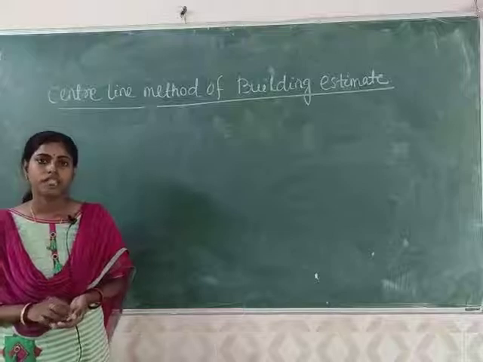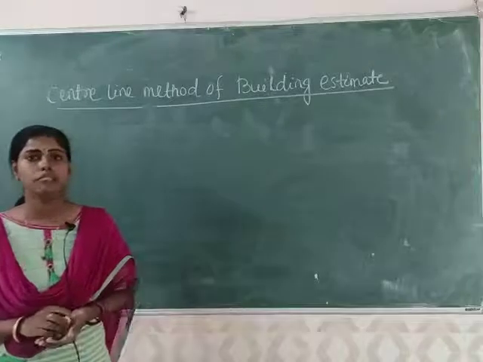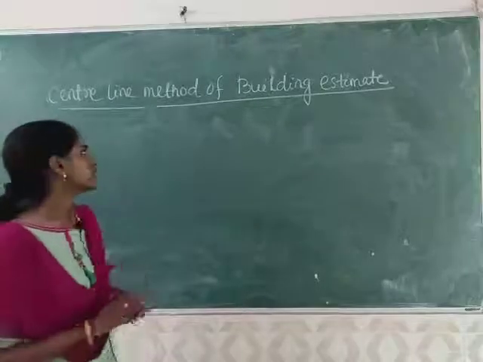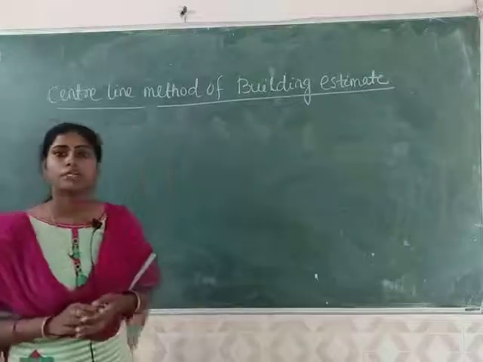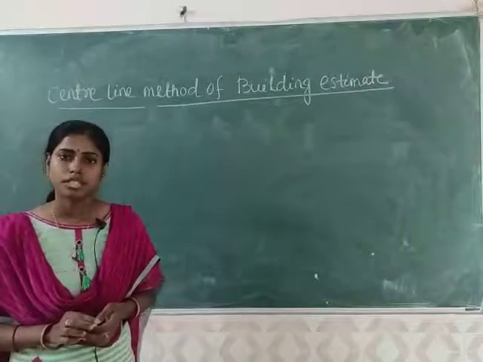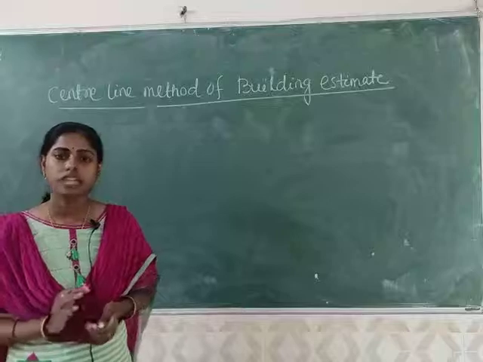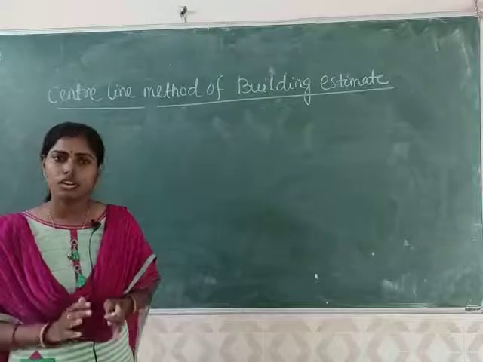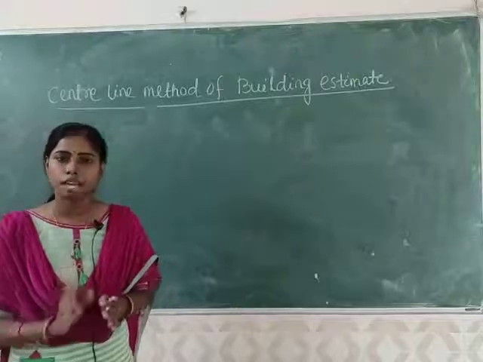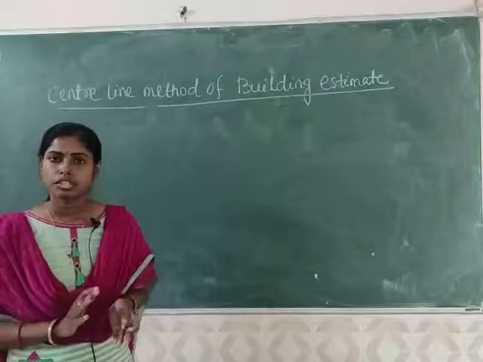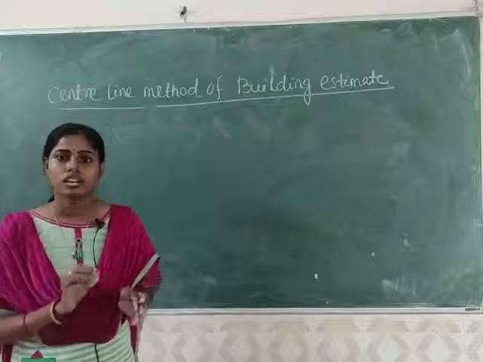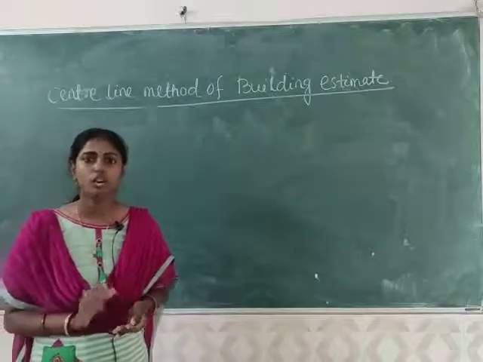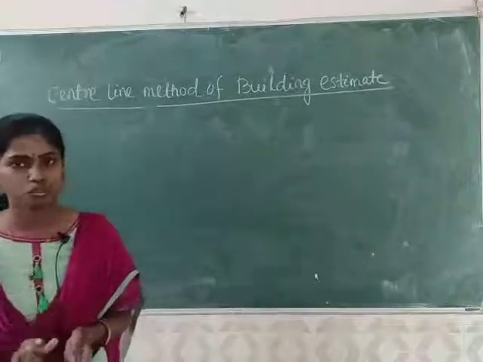In today's class we will discuss the second method of building estimate, that is the center line method. This method is quick but requires special attention at the junction points, that means where the cross wall or partition wall will meet the main wall. But this method is suitable for rectangular buildings, hexagonal or octagonal buildings having no cross wall.